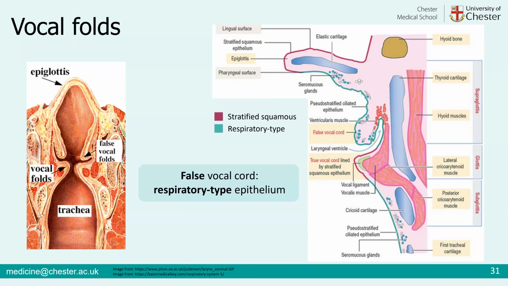But then when we get to our true vocal cords here, we see a very brief switch back to that stratified squamous epithelium. Any ideas why? We shouldn't have any food here at this point. We're truly in the respiratory system now. So any ideas why the true vocal folds would need a stratified squamous epithelium?